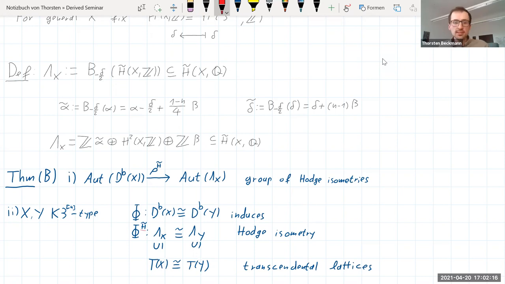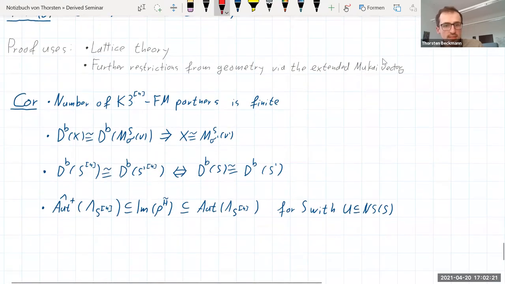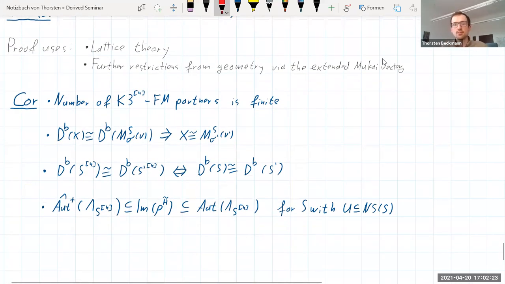And yeah, for time reasons, I'm not able to say something about the proof, but let me just say that this leads to a lot of consequences for the derived categories, namely the number of Fourier-Mukai partners in the K3^[n] type case is finite. And it leads to a description, or a strong restriction, for Fourier-Mukai partners of moduli spaces, some nice results for Hilbert schemes, and also sometimes the description up to finite index of the image of this representation.